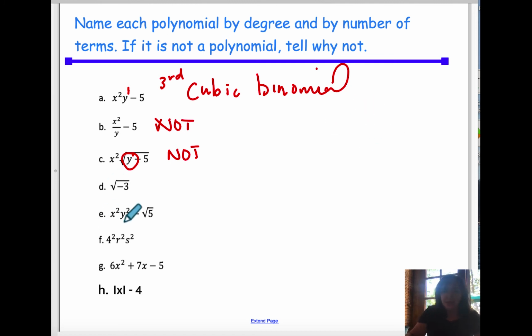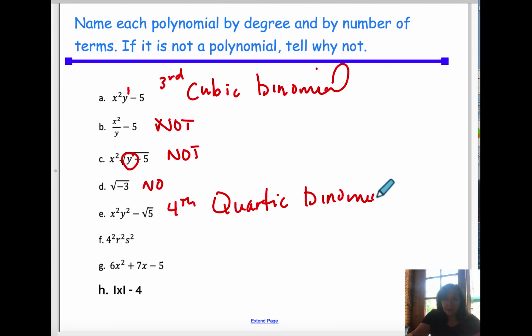Okay, this one right here is not a polynomial because it's a square root of a negative number, which is imaginary. That can't happen. So that's a no. This one right here, you can have a square root of a number, but just not an imaginary number. So this is going to be a fourth root. So 2 plus 2, that's 4. Fourth root, or we call that quartic. And because I have two terms again, it's a quartic binomial.